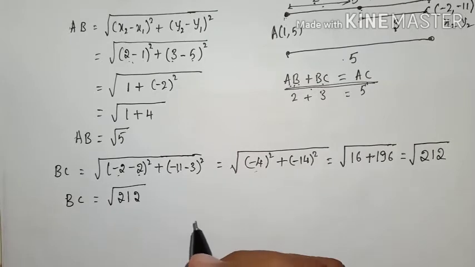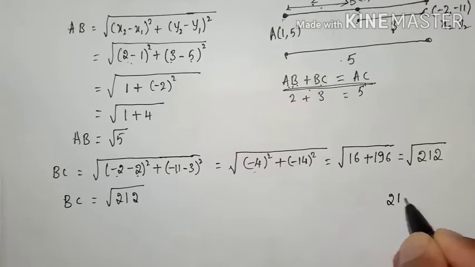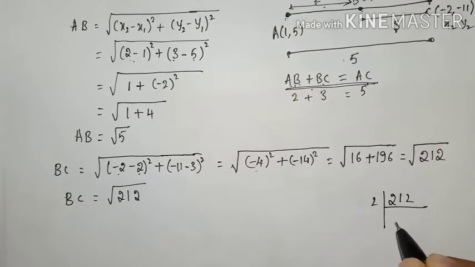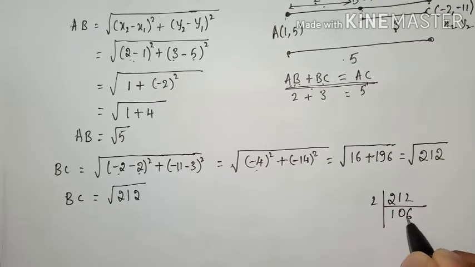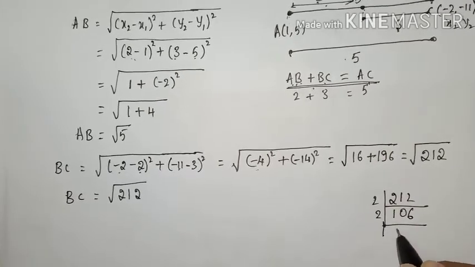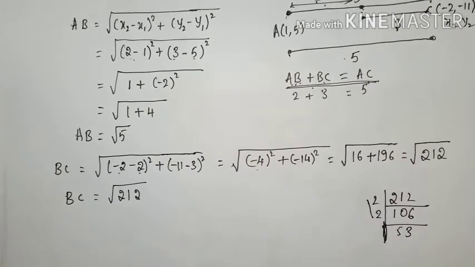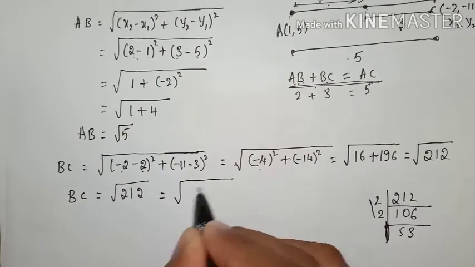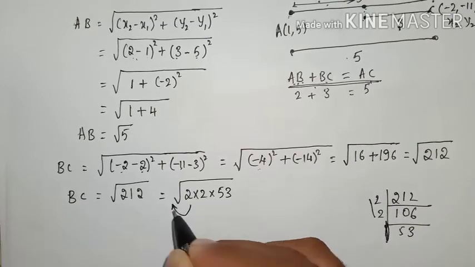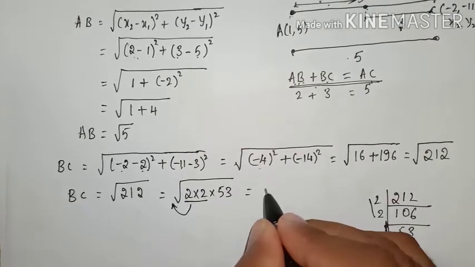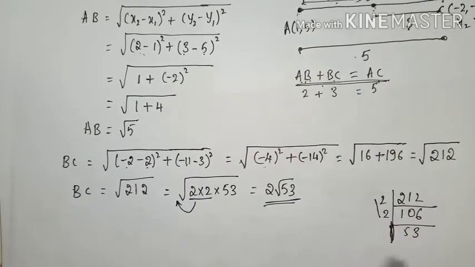Can we simplify this one? Yes, we'll simplify. Okay, so now 212, take the LCM, let me take 2 only. So 2 ones are 2, 0, 2 sixes are 12, right. One more 2 can go. 2 fifties are 100, 2 threes are 6, so 53. One pair I got right now. So then I can write this one as 2 into 2 into 53. Then I can take this one out as a pair. So that is 2 root 53. So BC I got 2 root 53.